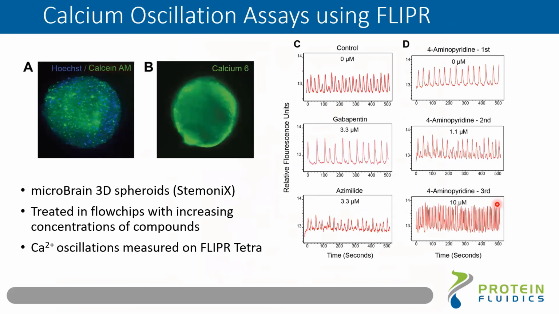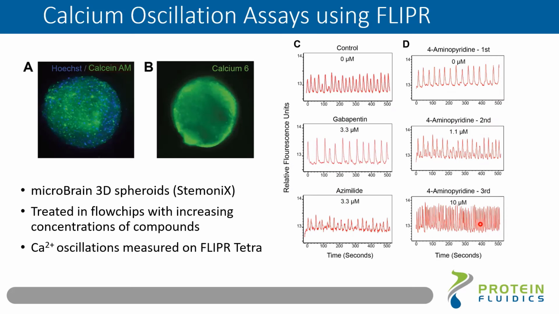So with the PUMA system, you can do either different concentrations or different compounds, as well as an increasing concentration in the same neurospheroid. Again, these are the same MicroBrain that was subjected to different concentrations for 30 minutes and then read on the FLIPR system. So it gives you a lot of flexibility and a lot of capabilities for working with these types of organoids.